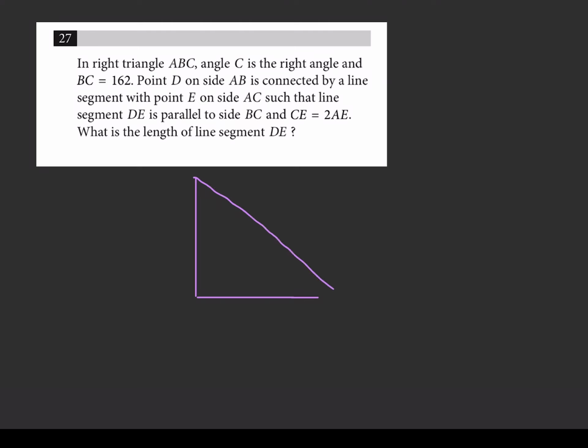And something like that. Okay, and then they say that it's ABC, so I'll label the points ABC. C is a right angle, so I've got to make sure I put that there. C is going to be my right angle. It doesn't matter where I put A and B.